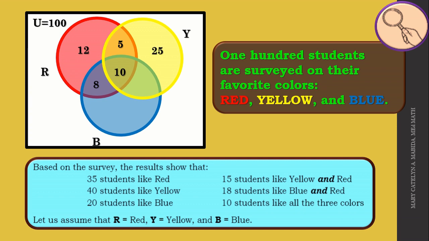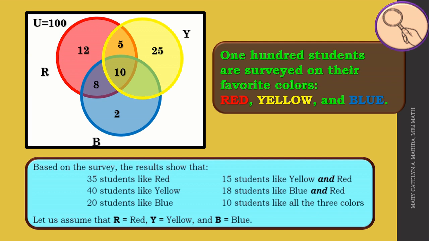Very good. Now, this time we know that there are 20 students who like blue. And the part that is in the reach of the blue circle represents the students who like the blue color. And we already have 10 and 8, which is equal to 18. And so 20 minus 18, we have 2 left. Very good.